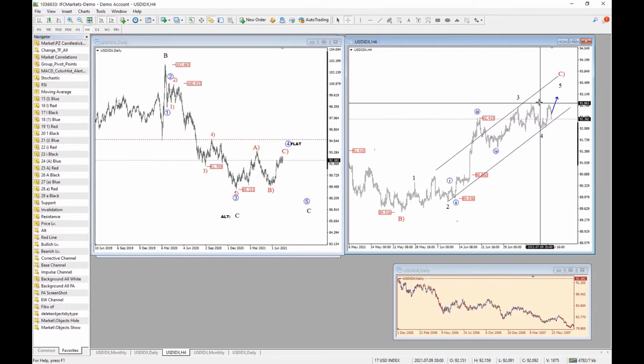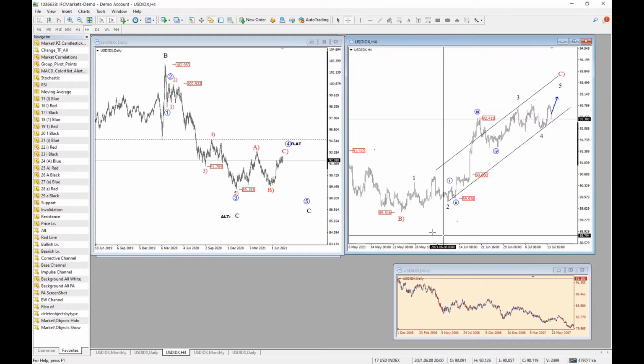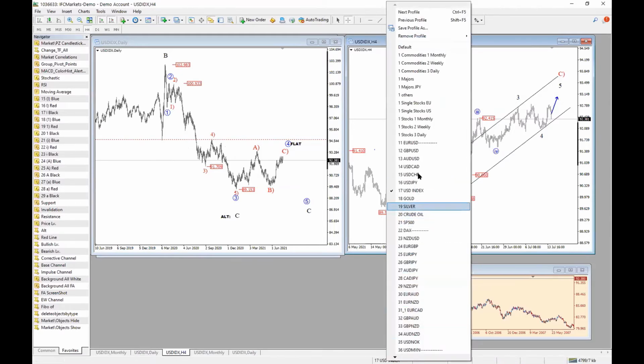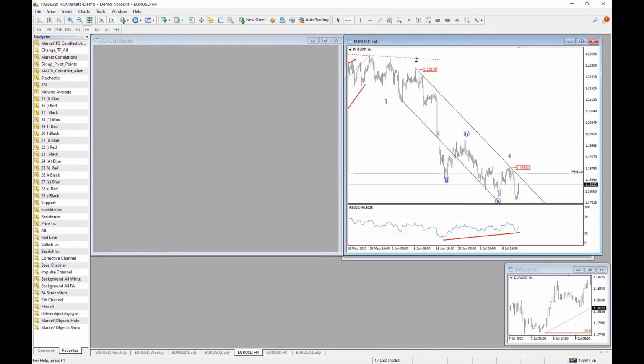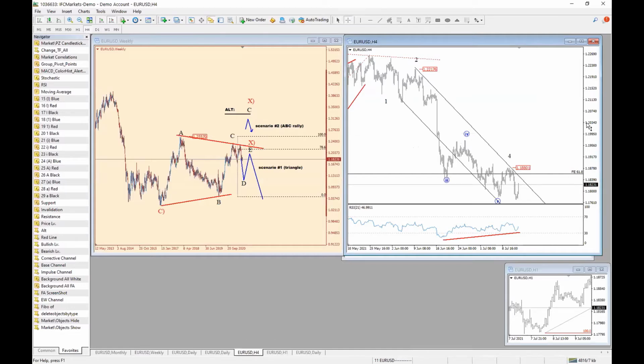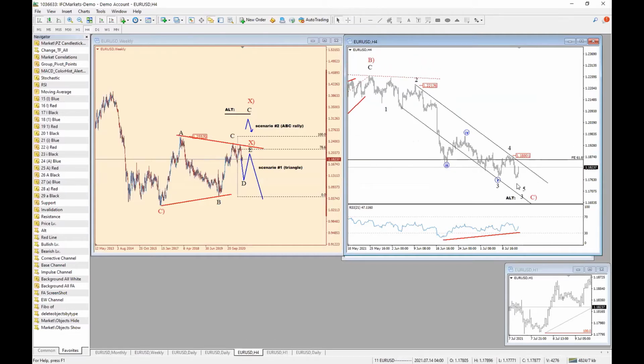I mean, we also have to consider the euro dollar. Notice that the dollar index did not make a new high here, rather a double top, while euro dollar was much lower here. So maybe this was already a fifth wave. Do you think that the EUR/USD might be in a symmetrical triangle?